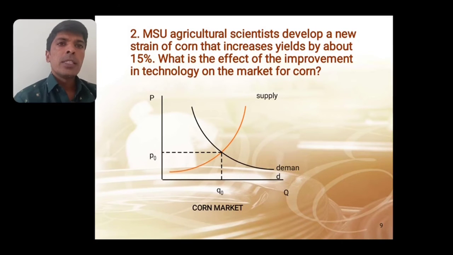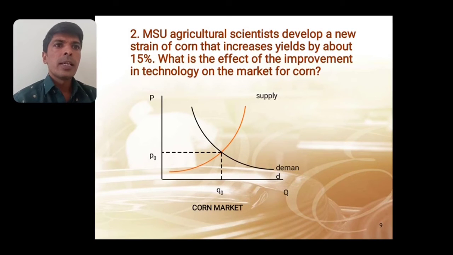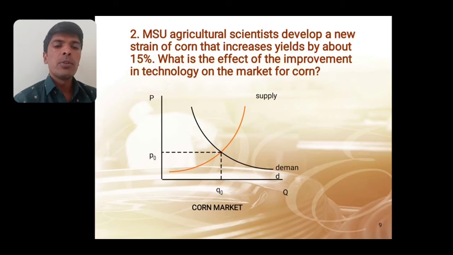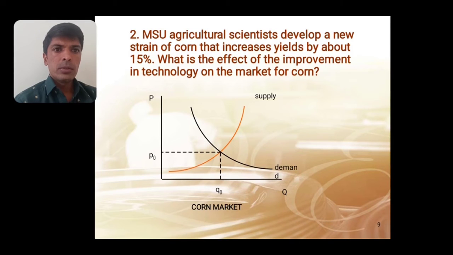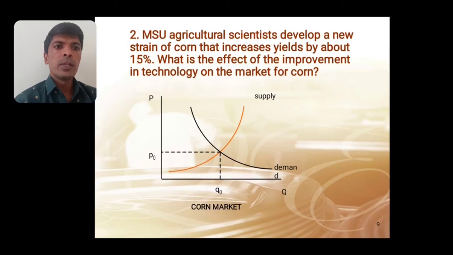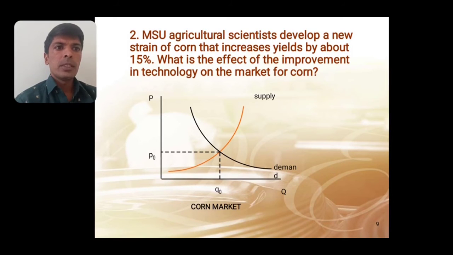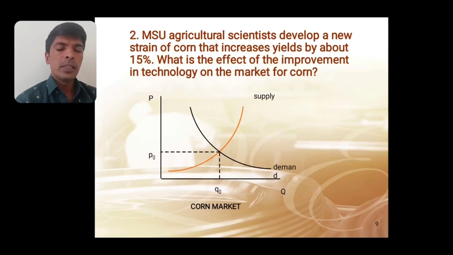Case study 2. MSU agriculture scientists develop a new strain of corn that increases yield by about 15%. What is the effect of the improvement in technology on the market for corn? When the price of corn is P0, then quantity demanded is equal to Q0, and the supply and demand curves intersect each other. There will be the equilibrium of price.